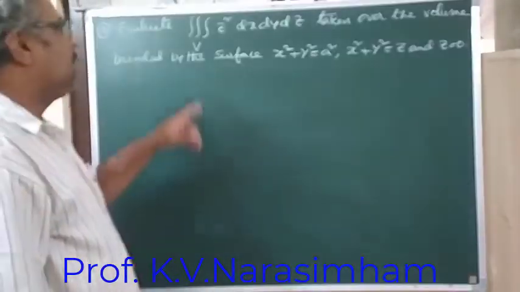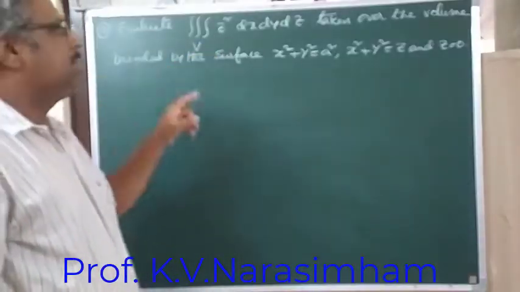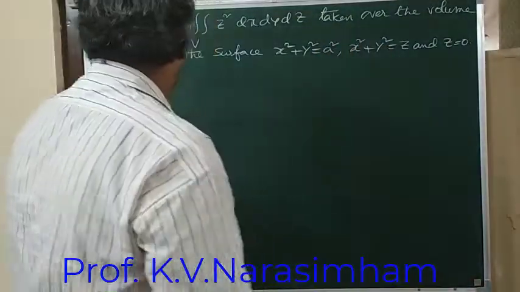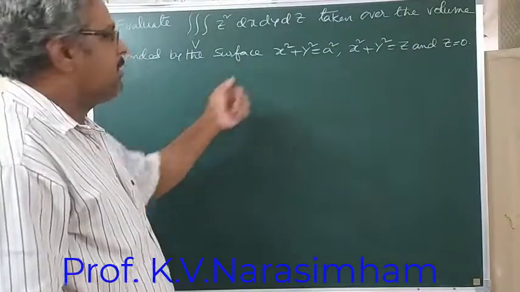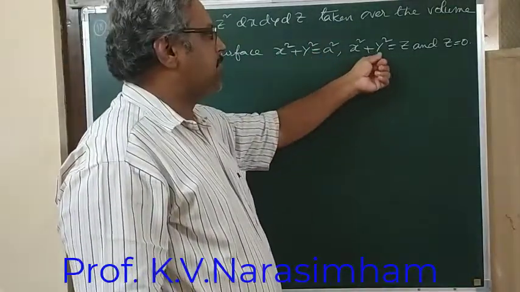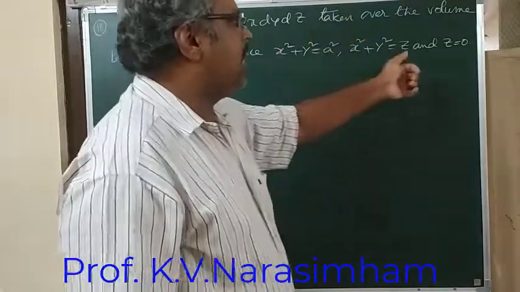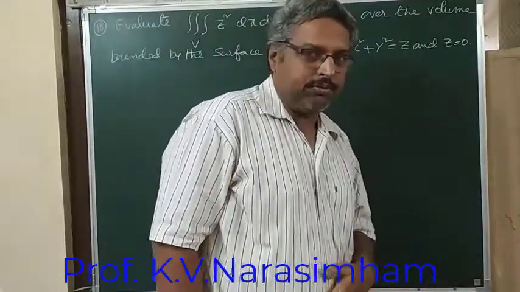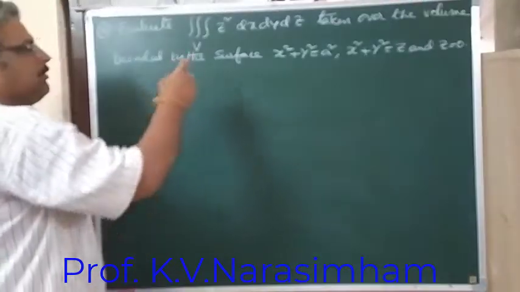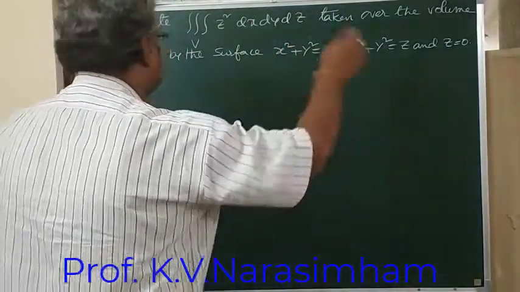Evaluate the triple integral of z square dx dy dz taken over the volume bounded by the surfaces x square plus y square equals a square, x square plus y square equals z, and z equals 0. So now we will evaluate this triple integral over this volume.